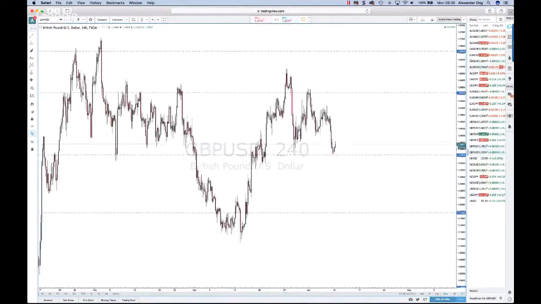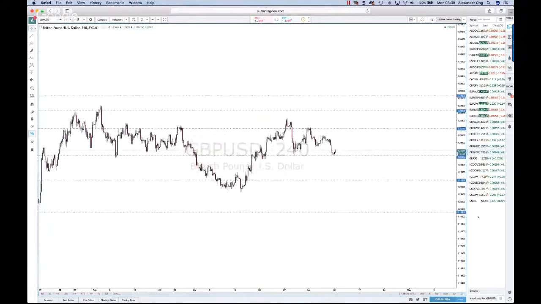Pound dollar. This one here, we know where this one's been going of late. We haven't had any opportunities. Well, actually, there was an opportunity the other week where we sold it from there down to this level here, which would have taken profit last night. So thank you very much.